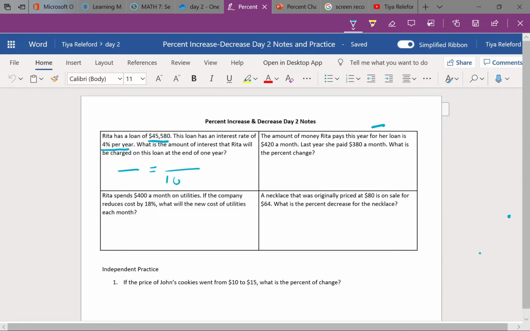So percent, right, tells us we have a 100. What number always goes over the 100? Right, the percent, because it's part over total or whole equals percent over 100. So if our 100 is there, then our 4% goes on top. It says she has a loan of $45,580. You are looking for 4% of that because that's the interest.